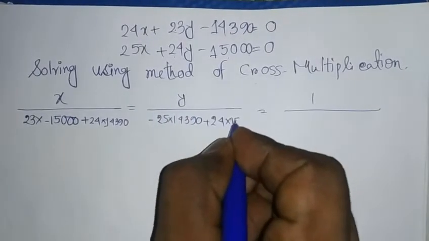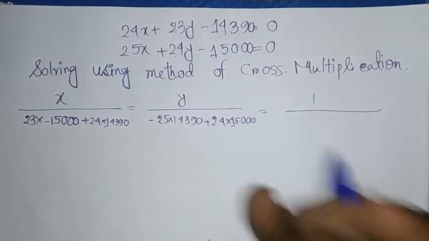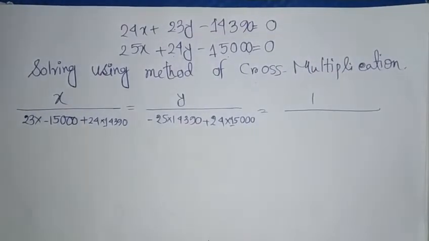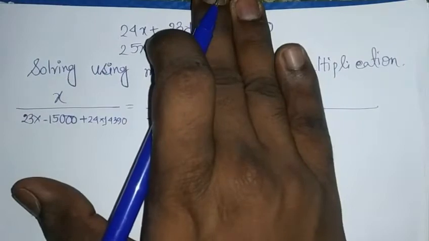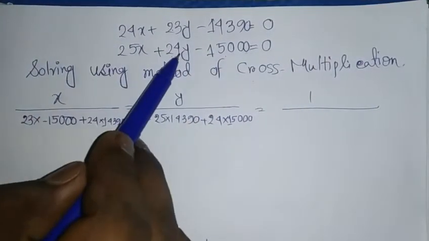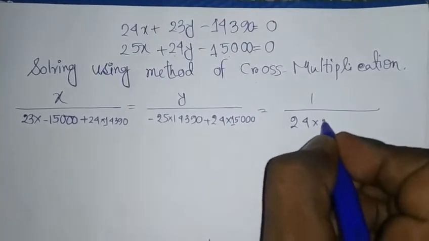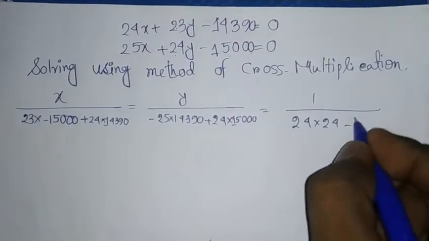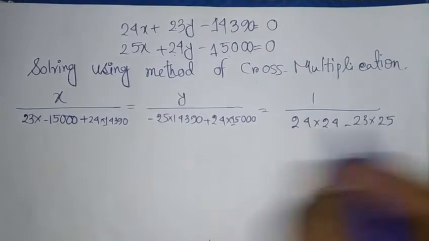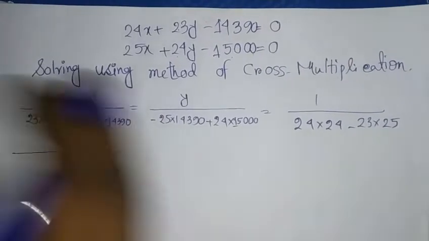24 into 15000. Right? Now for the 1 by part, we should cover the constant part. So it will become 24 into 24 minus 25 into 23. So it is 24 into 24 minus 23 into 25. Okay, I am using the calculator, but you should do it yourself.